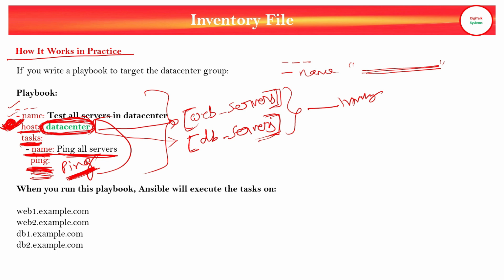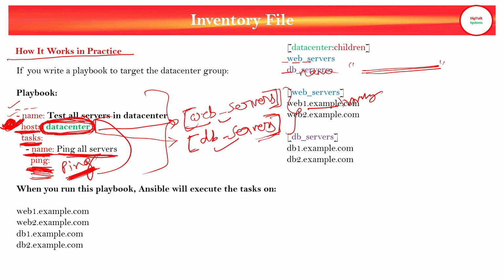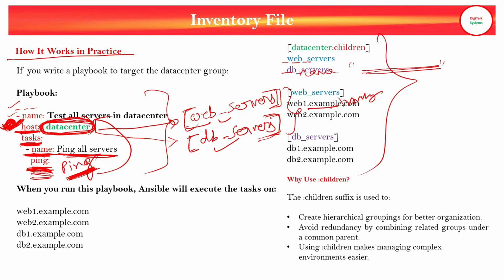Apart from the inventory file, it is very important to understand how we define the different groups and then how we call them in the playbook file with the help of hosts. Hope it is clear to you. It is just called with the group name that we have defined in the inventory file, right? This is the same example we have discussed.